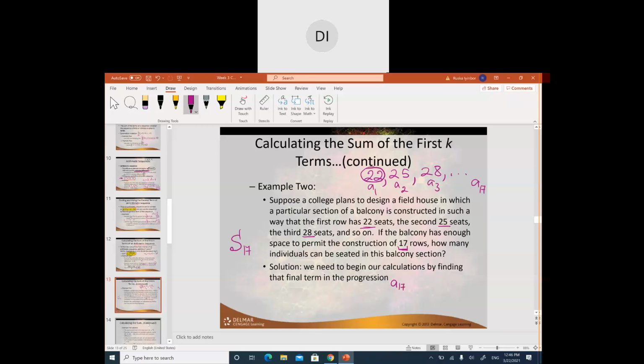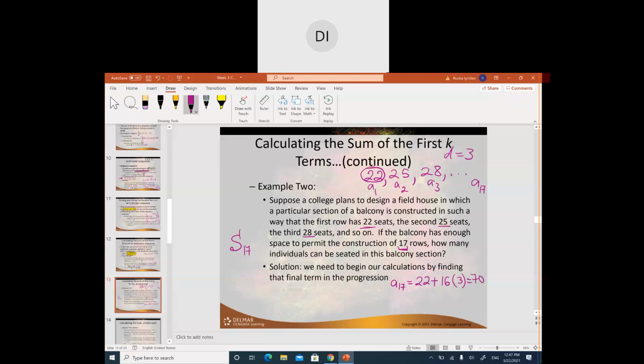What is A17? It is A1, which is 22, plus 17 minus 1, which is 16, times what is the common difference? What is the number you are constantly adding? 3. So the common difference is 3, so it's going to be times 3. So when I do that, that's going to give me A17. Let me do that. What is 16 times 3? That's 48. Plus 22 is 70.